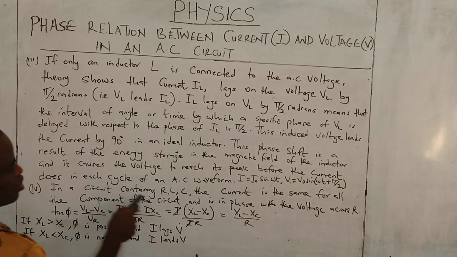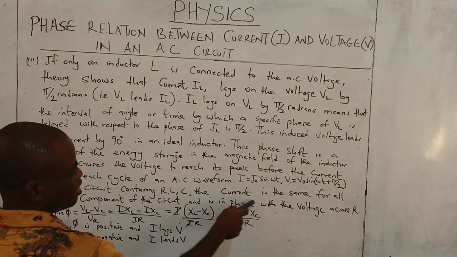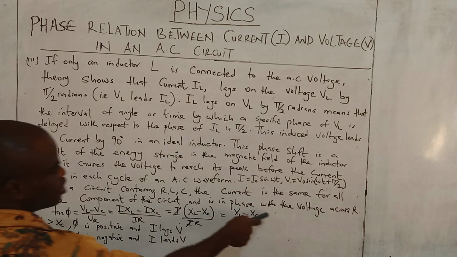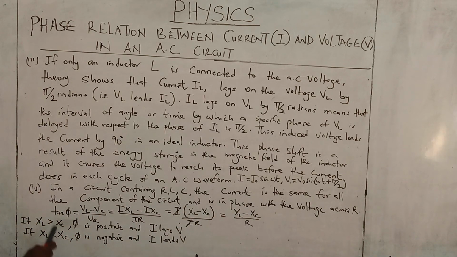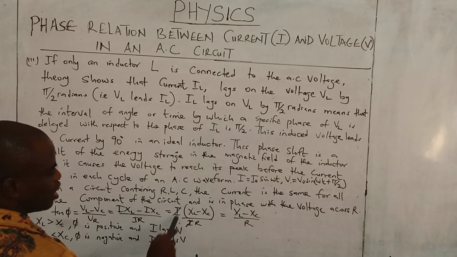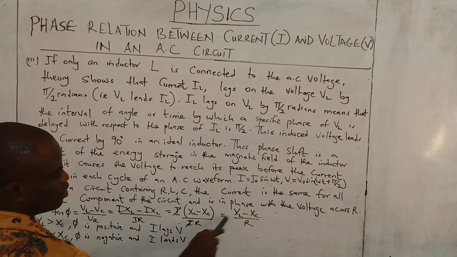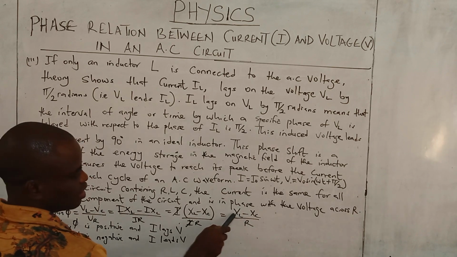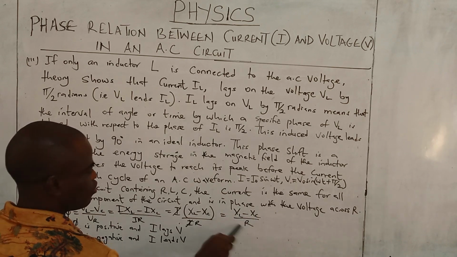In a circuit containing RLC, the current is the same for all the components of the circuit and is in phase with the voltage across R. Now, this is the tan of the phase angle: (VL minus VC) over VR, because VL is I XL and VC is I XC, over IR. Bring the I out, and I cancels I. To me, this formula is very important: inductive reactance minus capacitive reactance over R.